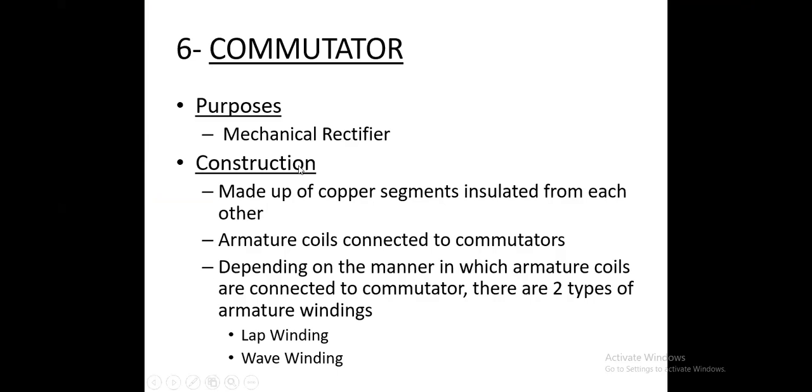Now 6.1 is the commutator, and the purpose of the commutator is as a mechanical rectifier, and its construction is made up of copper segments insulated from each other. Armature coils are connected to the commutator. Depending on the manner in which armature coils are connected to the commutator, there are two types of armature windings, that is lap winding, and by mistake I said loop winding. It is not loop, it is wave winding.